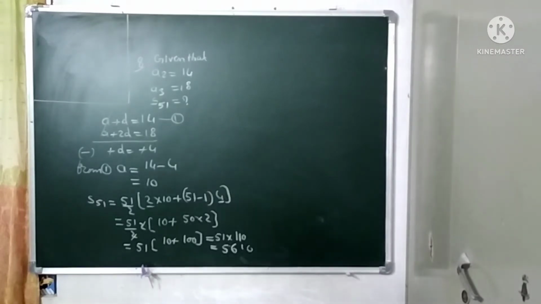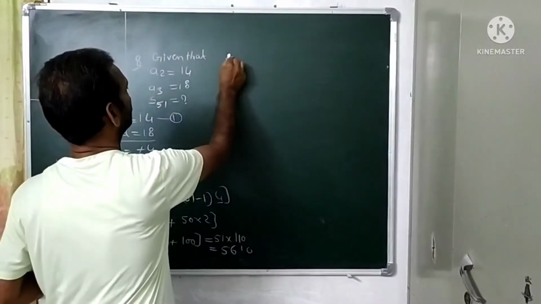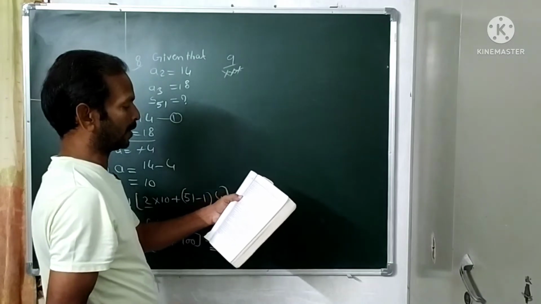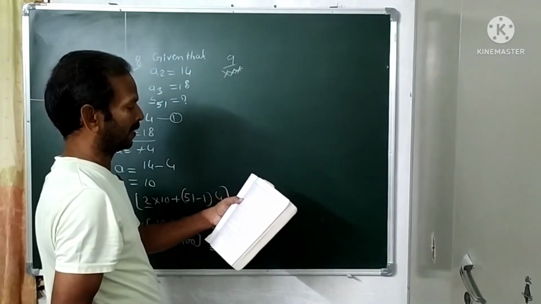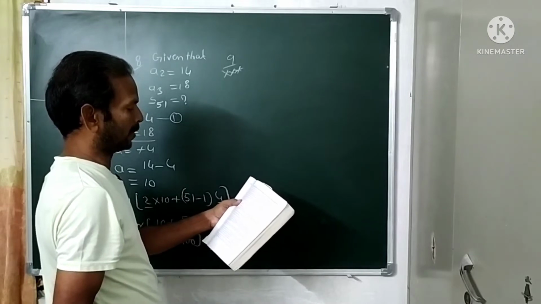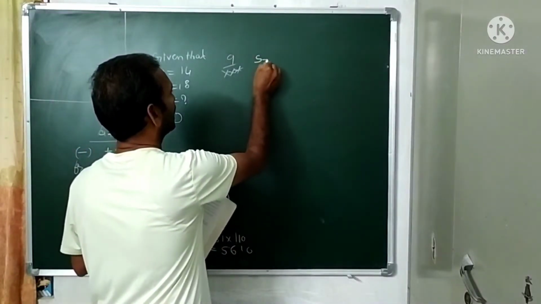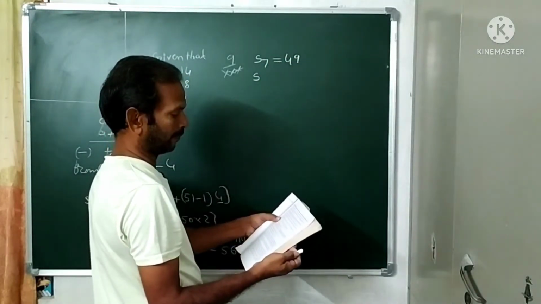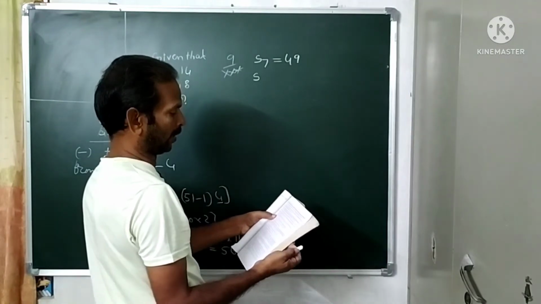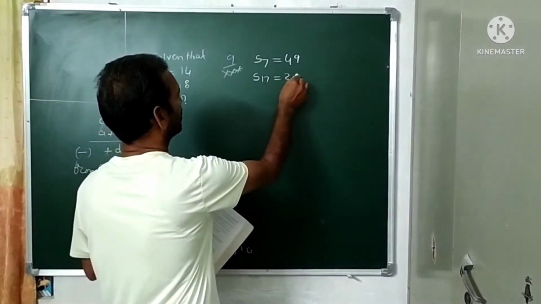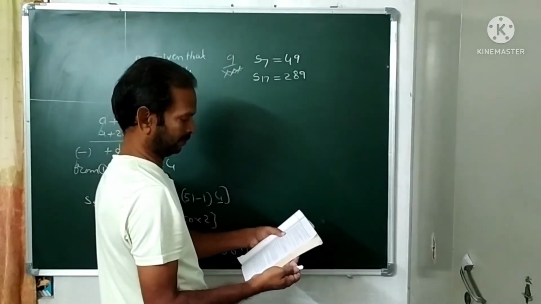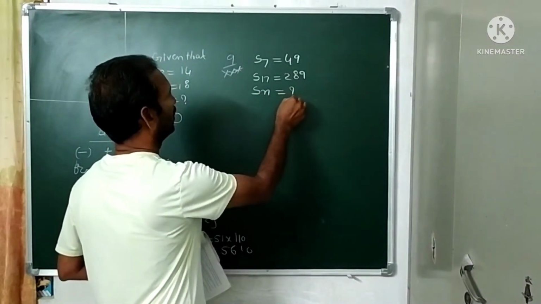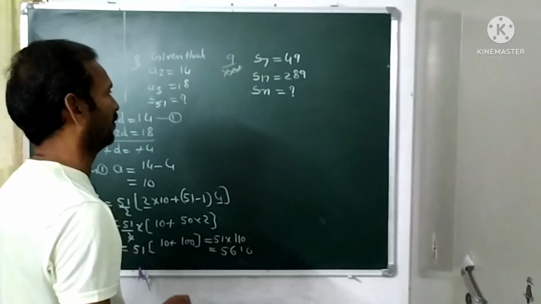Now ninth sum. Important model, this one. The sum of the first 7 terms of an AP is 49 and the sum of the first 17 terms is 289. So what is given? S7 is equal to 49 and S17 equals 289. Then find Sn. So the two are given, and they ask you to calculate the Sn value.